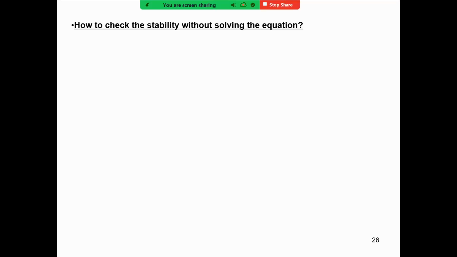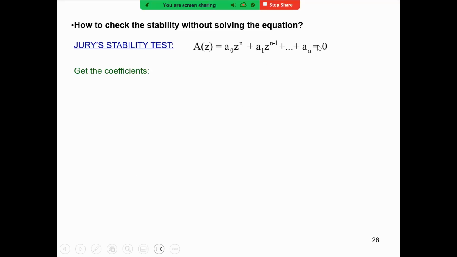Okay, and then of course we say if the degree of the system is big, it's not easy to compute the poles. How do we check the stability without solving the equation? Then we have the Jury's stability test. We say, okay, look, if you have a polynomial, you just need to give me the coefficients and then we can compute. So you have a polynomial, you get the coefficients, you put them into a row, and then you try to eliminate the last element of the coefficients one by one. To do it, you need another row to help, right? So you use the same row, but you reverse the order.